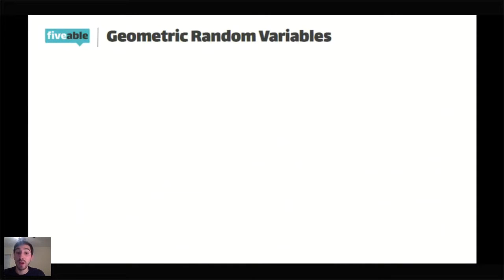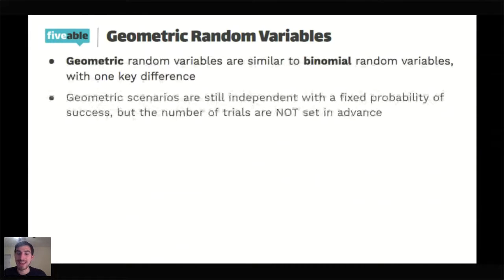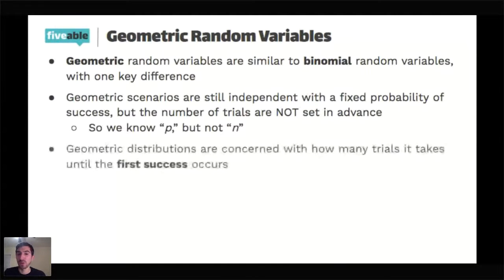Another type of random variable that you could see is geometric. Very, very similar to binomial. The only difference is the number of trials are not set in advance. Instead, what we're doing is seeing how many trials it takes until we get a success. So we're going to know P. We're going to know that the situation's binary. We're going to know that it's independent.